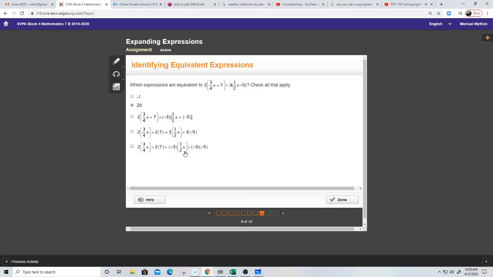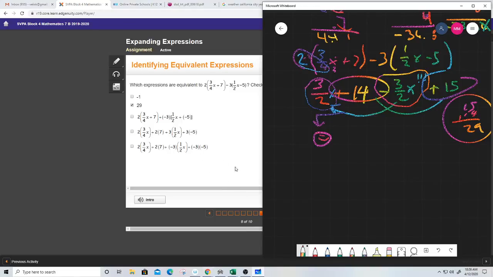Now, does that mean the rest of these are wrong? No, they just weren't done all the way. So let's look at this. Here's a 2, here's a 3/4, here's a plus 7. That's the same thing. So anything with a 2, a 3/4, and a plus 7 on the inside, or say we have the 2 times the 3/4 x and then plus 2 times the 7, that's correct. This matches, this is all correct.